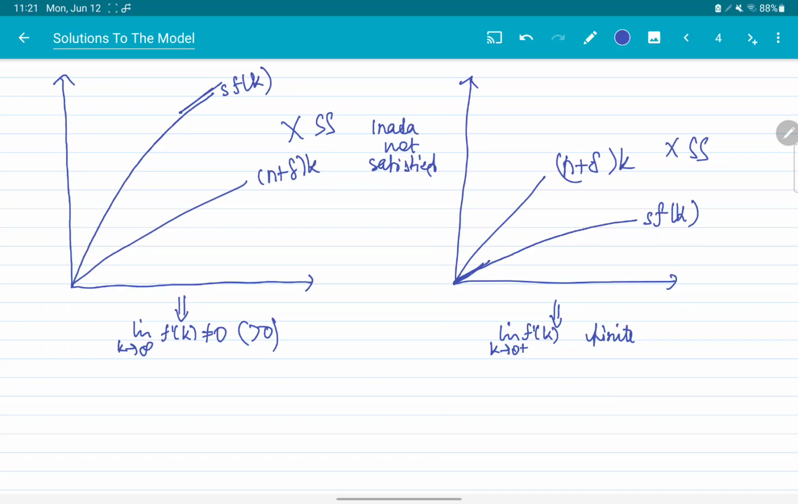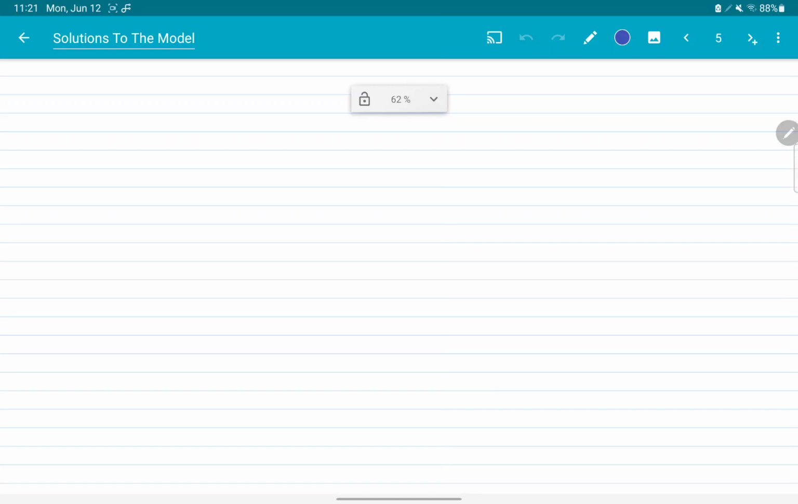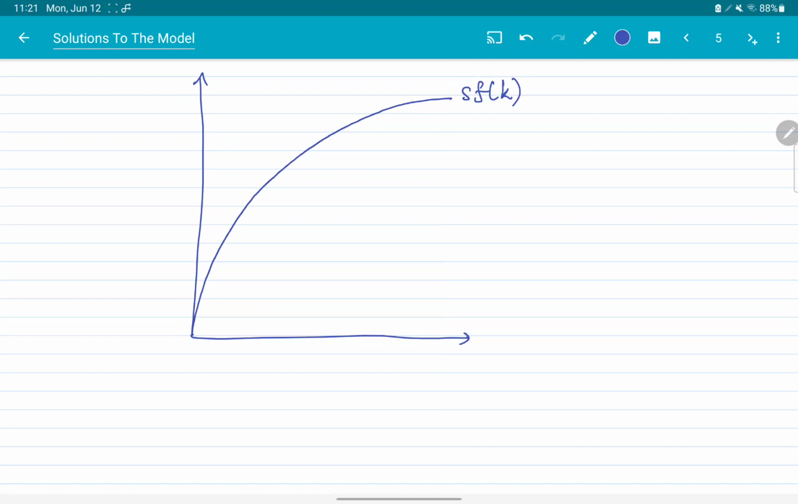But when Inada conditions are satisfied, you will necessarily have a steady state existing if you have a concave production function. That is trivially true because there you go. This is what sf(k) looks like. By the way, the reason for this is that the derivative of this is sf'(k), so the limits applied to f'(k) at 0 and infinity, even when multiplied by s, do not change.